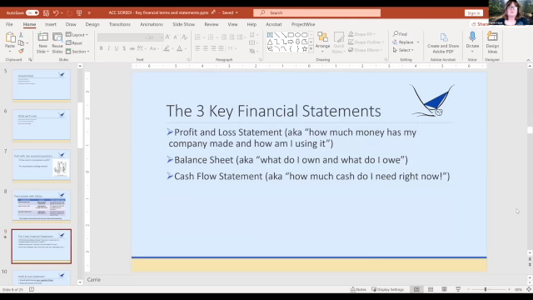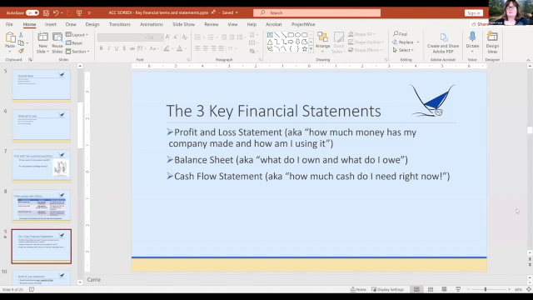The source of those variables that we just discussed come from these three financial statements. The first is the profit and loss statement. And we refer to that affectionately as how much money has my company made and how am I using it? Those are primarily the questions that it answers. The balance sheet is the second key financial statement, and it summarizes what do I own and what do I owe, or what we refer to as obligations.